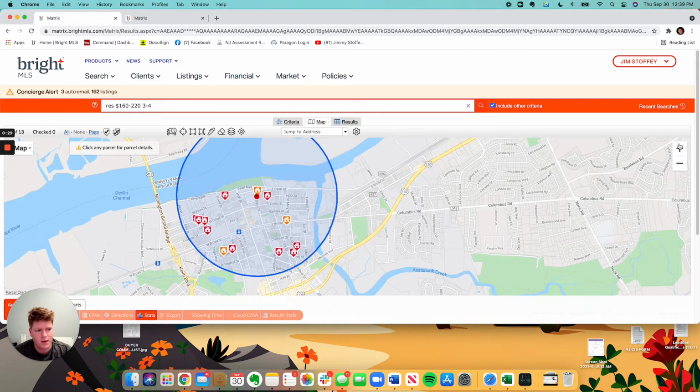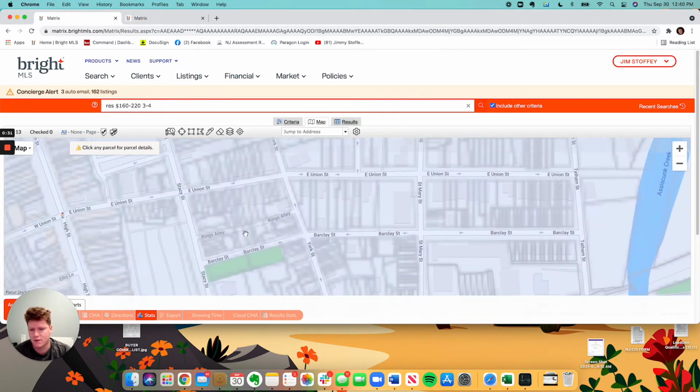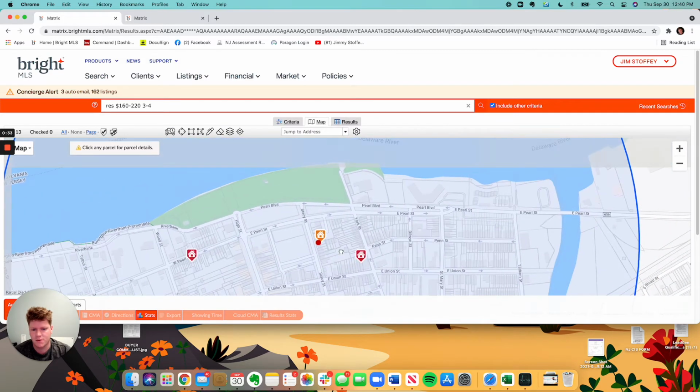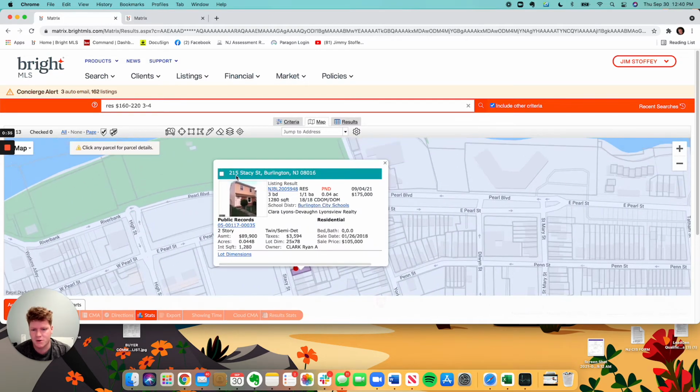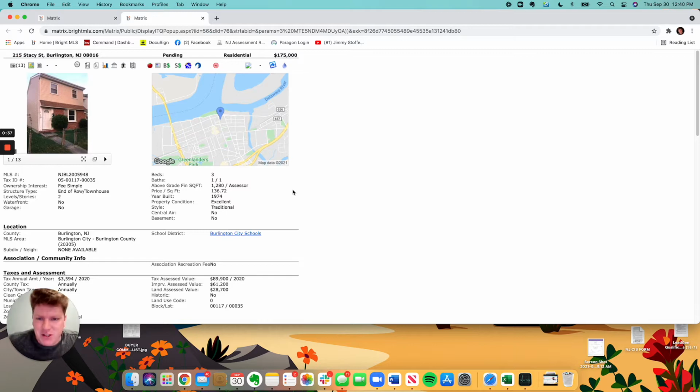So the property that we are doing this for is, zoomed in way too much, this one right here, 215 Stacy Street. It was listed at $175,000, and they are under contract right now for $190,000, and the appraisal came in at $145,000. So $45,000 low, $30,000 under what it was listed at. Yeah, not great, not a great situation.